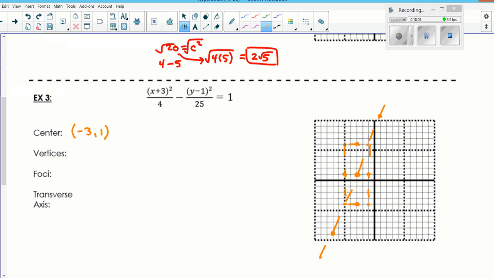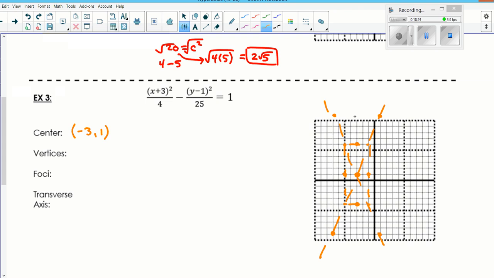I'll go up 5, left 2, which means I'll have to go a little bit off. Left 2, down 5, right 2, down 5, right 2. Okay, and then connect those. Okay, and those would be your asymptotes.